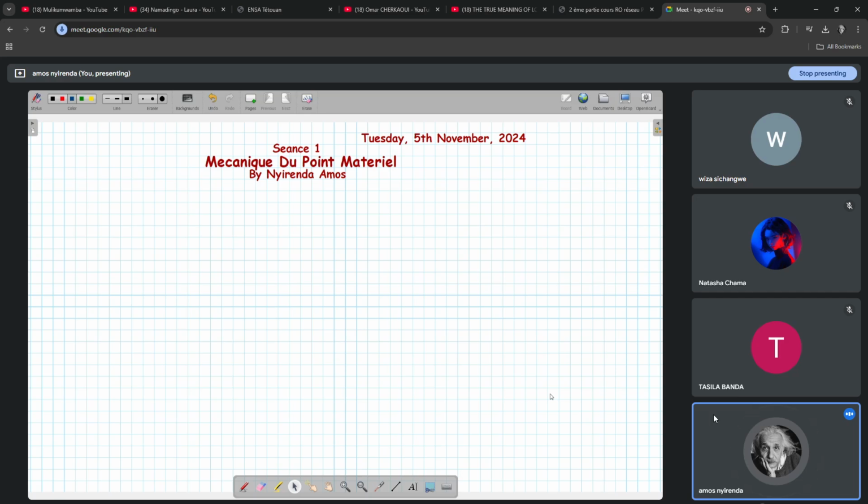dynamique du point matériel. So we first of all have to make sure that we are comfortable with the different mathematical concepts that we're going to employ later on to avoid confusion. And of course, I sent a document in the group. It contains two exercises on what we're going to be talking about today.